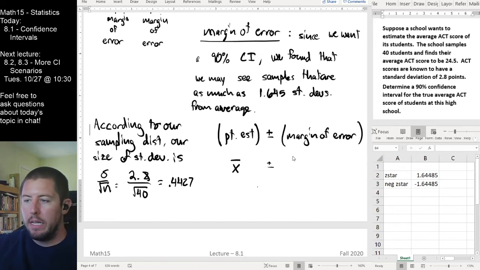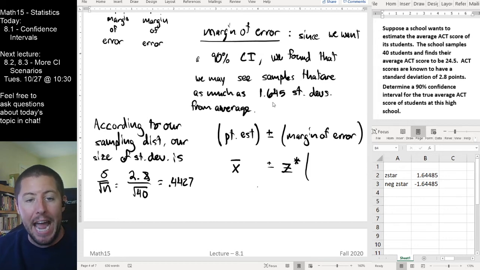X bar is my point estimate. My margin of error, how far should we go from X bar? Well, what I'm seeing here is we should be measuring a number of standard deviations. We're going to go 1.645 standard deviations away because that's representative of our 90%. But I need to know how large one standard deviation is, right? So this says from your point estimate, go 1.645 standard deviations above and below, because 1.645 is our number of standard deviations associated with our middle 90%.